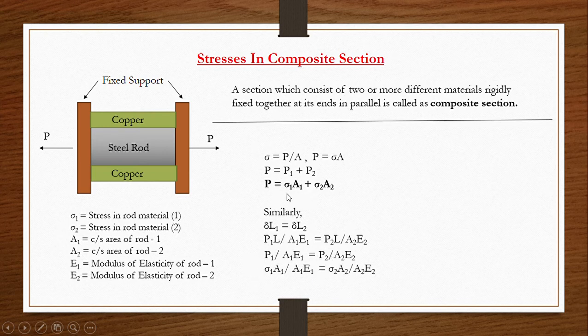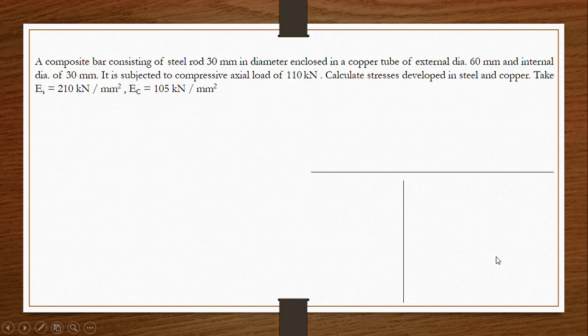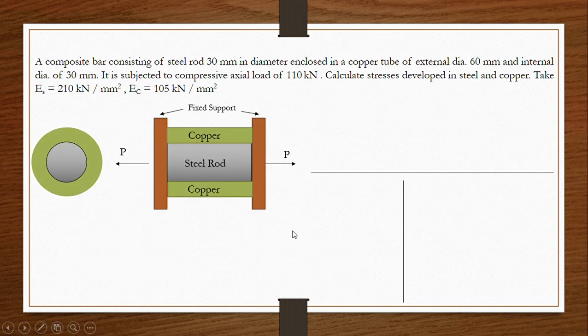Value of P1 is nothing but sigma 1 into A1, divided by A1 into E1. Similarly here, so A1 gets cancelled, and here A2 is cancelled. So remaining is sigma 1 divided by E1 is equal to sigma 2 divided by E2. This E1 we put on the right hand side, so sigma 1 will be E1 divided by E2 multiplied by sigma 2, as here divide becomes multiply. E1 divided by E2 is nothing but the ratio of modulus of elasticity of the two materials, assuming E1 is greater than E2. We'll solve a numerical based on this.